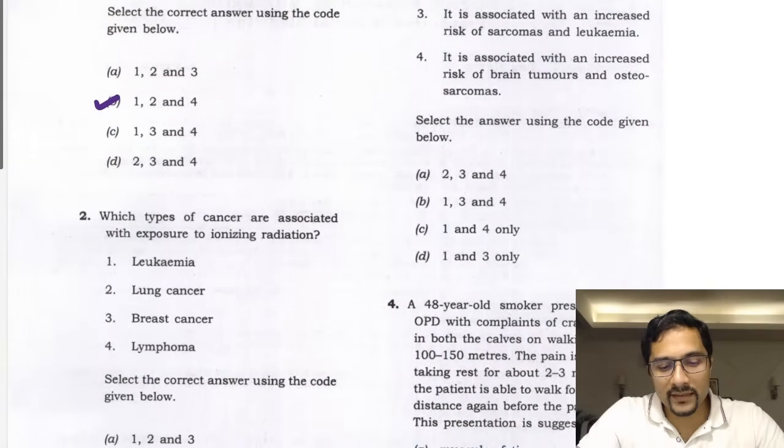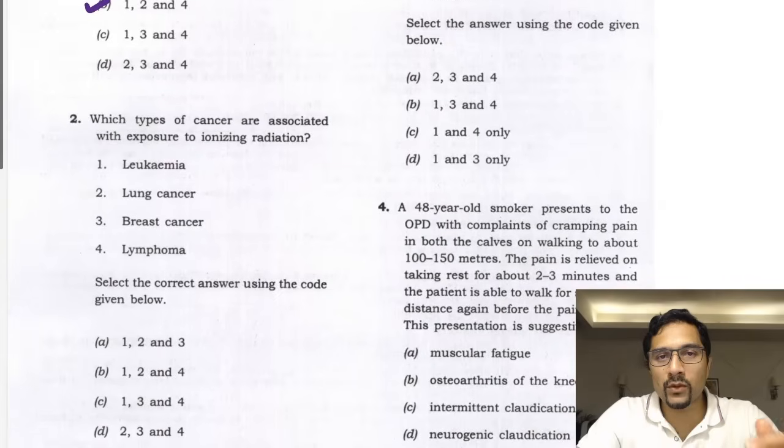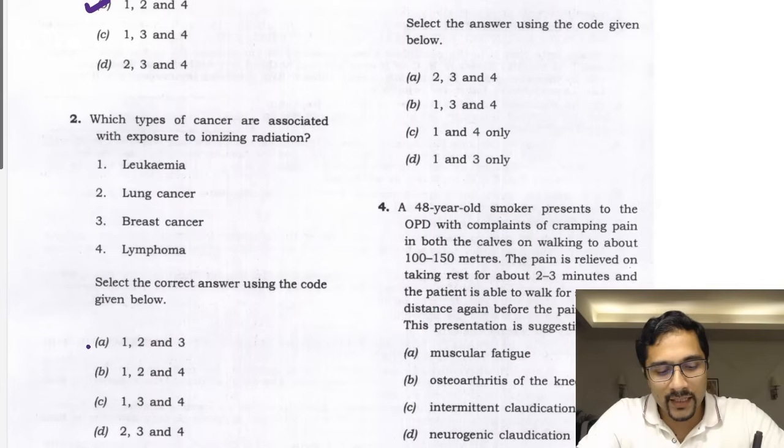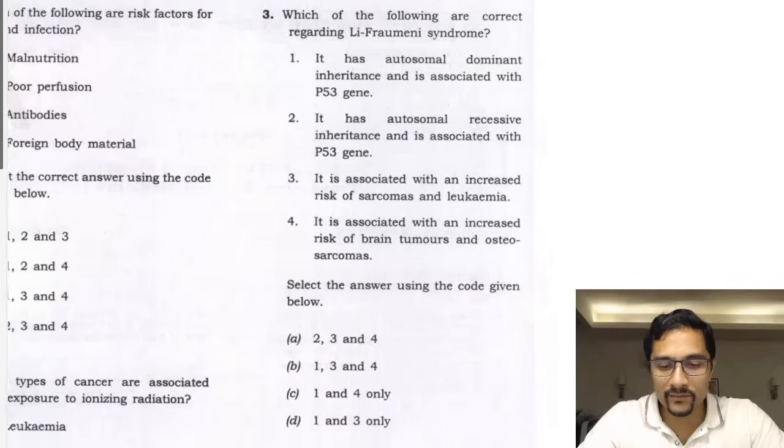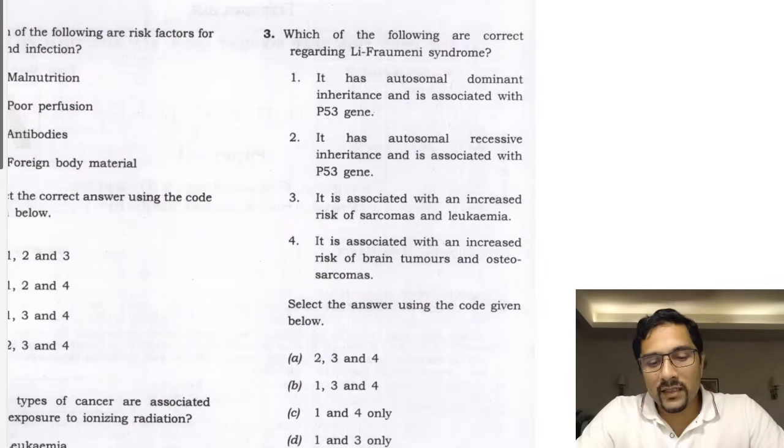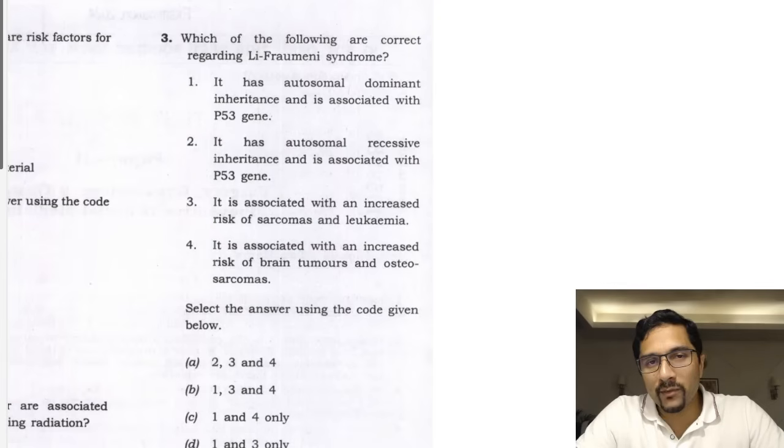Which of the following cancers are associated with exposure to ionizing radiation? So leukemia, lung cancer and breast cancer. So the answer is going to be 1, 2, 3, leukemia, lung cancer and breast cancer. Then there was a question regarding Li-Fraumeni syndrome. We know Li-Fraumeni syndrome is a P53 mutation, and this was a very simple question.